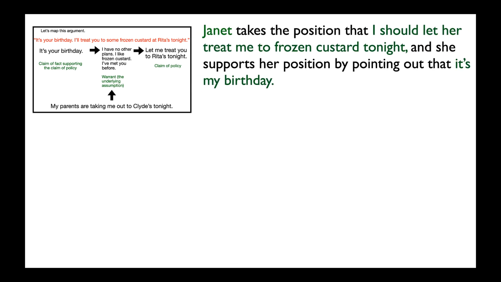Janet, we'll call her Janet, takes the position that I should let her treat me to frozen custard tonight, and she supports her position by pointing out that it's my birthday. So there I am, putting the claim of policy in the first substantial blank, and the claim of fact in support of it in the second.